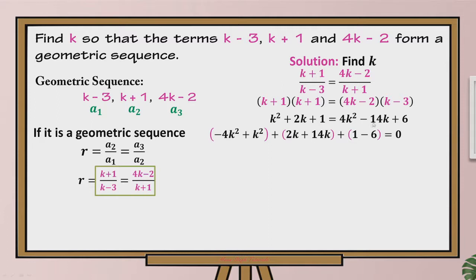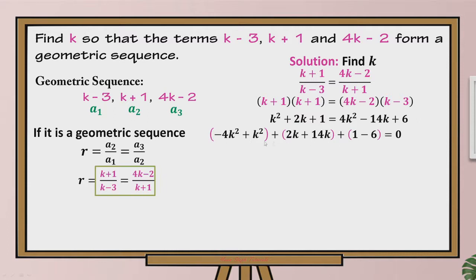And then, yung negative 14k naman, transferred to the other side of our equation at grouped to its similar term. So we have 2k plus 14k. So naging positive. And then, yung positive 6 naman, when transferred to the other side, ay naging negative 6 and pareho silang constant ng 1. So, kaya 1 minus 6 equals 0. So, naging 0 to kasi we transferred all these terms to the other side. Kaya this side is wala nang natirang term.